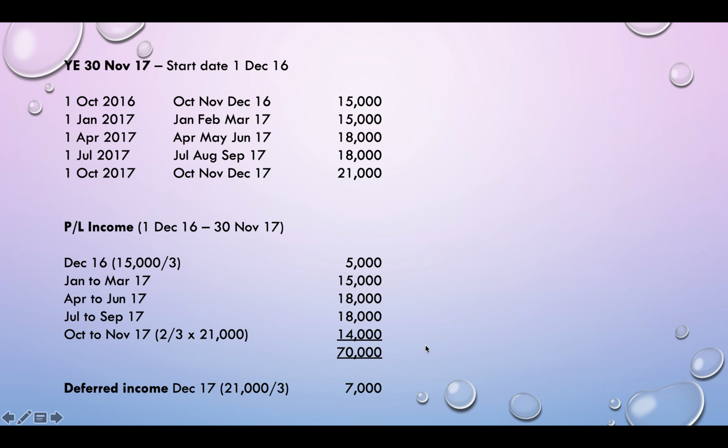A P&L income is then 70,000. Always do a quick check when you do your P&L income or P&L charge that you have accounted for the whole 12 months of your accounting period. Deferred income will then be December 17, which is just for 1 month, so 21,000 divided by 3 is 7,000. The double entry would be credit deferred income liability, and you would debit the income account.